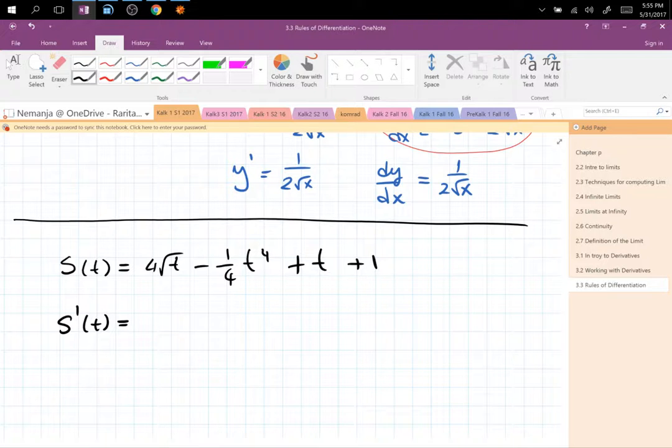What do we have? 2 over root t. I like that. Minus 2 to the third. Perfect. Plus 1. Nice.